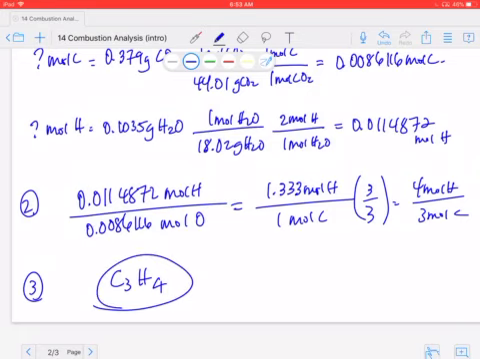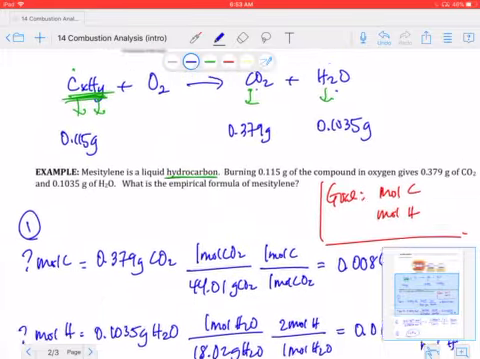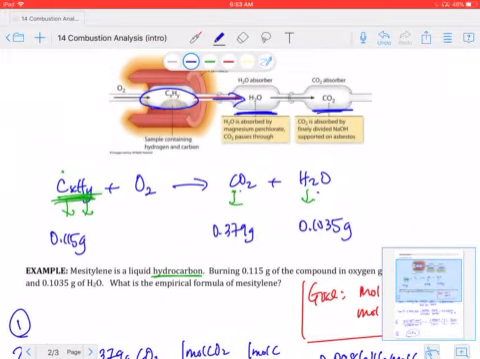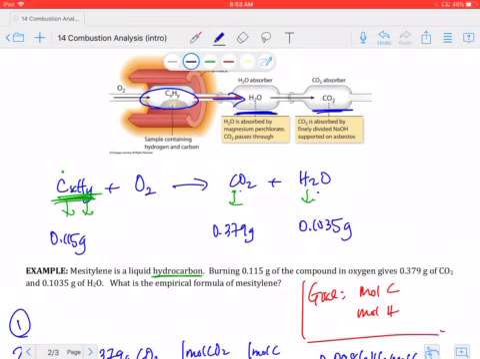So combustion analysis problems are basically empirical formula problems where you're getting your mass not from a mass percent, but from a specific type of reaction problem where you have your combustion analysis. You have your combustion reaction here where your hydrocarbon plus oxygen makes CO2 and water. So it's always going to have that same format. You're always going to be given the mass of the CO2 and the mass of the water. And these are the things that you're going to use to go back and find moles of hydrogen and moles of carbon.